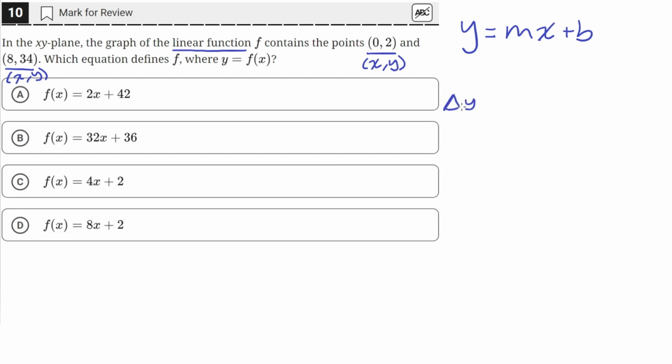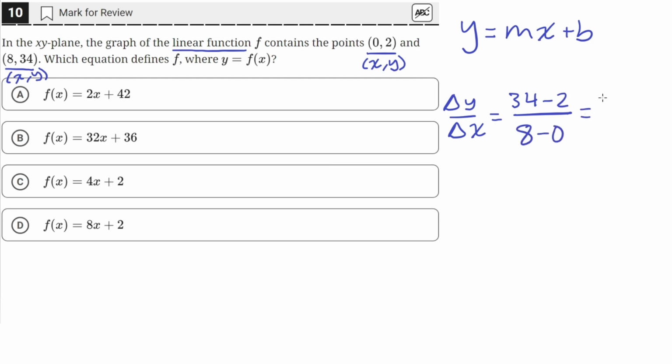So the change in y divided by the change in x is going to be equal to, so y goes from 2 to 34. So 34 minus 2 will give us the change in y. And x goes from 0 to 8. So the change in x will be 8 minus 0.